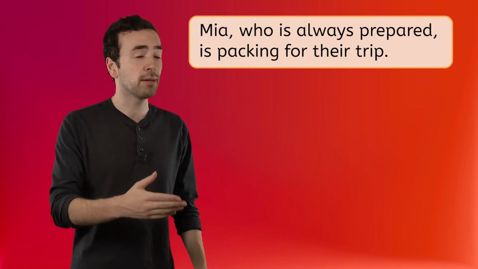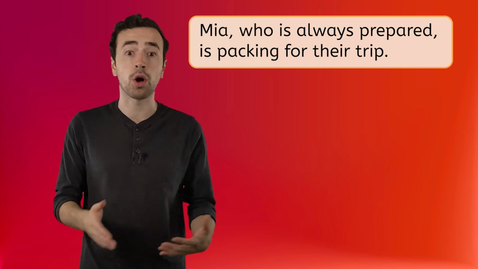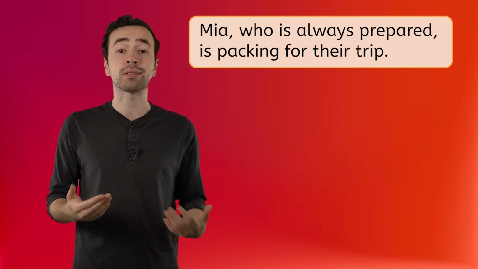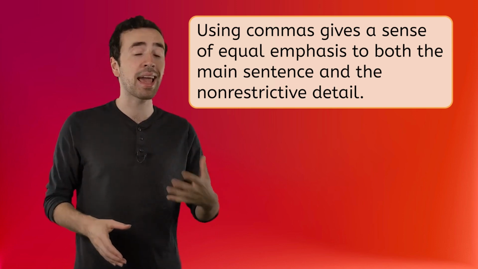Commas are the most common way to offset non-restrictive details. You add commas when the information you're writing flows with your sentence. Think of them like a short breath or a tiny pause in a chat. So if your sentence feels smooth with this little pause, use commas. To demonstrate, Mia, who is always prepared, is packing for their trip. The detail, who is always prepared, flows smoothly with the main idea. Commas make this detail read naturally and seamlessly. What's more is that using commas gives a sense of equal emphasis to both the main sentence and the non-restrictive detail.